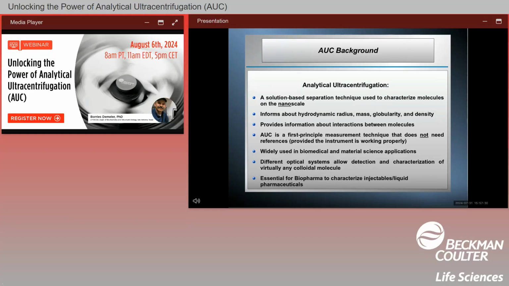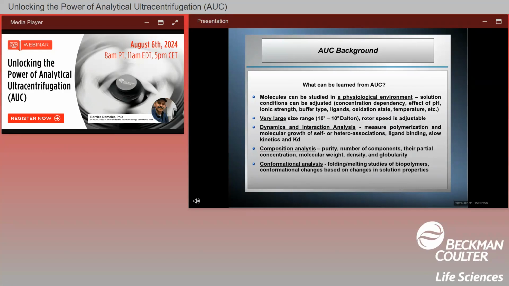The technique is widely used in the biomedical field and material science applications to characterize molecules on the nanoscale, and different optical systems are used to detect and characterize virtually any colloidal molecule that you can imagine. It is essential for biopharma to characterize injectable and liquid pharmaceuticals.